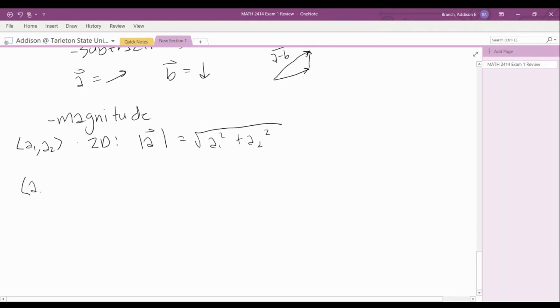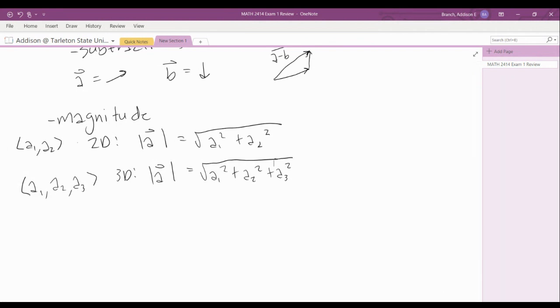Or if we're in 3D, where we have A1, A2, A3, our magnitude is going to be the square root of A1 squared plus A2 squared plus A3 squared. Does anyone have any questions over this section?